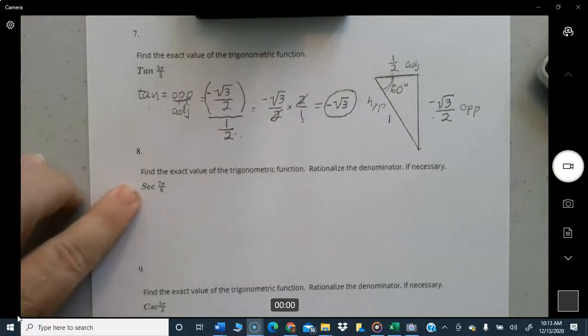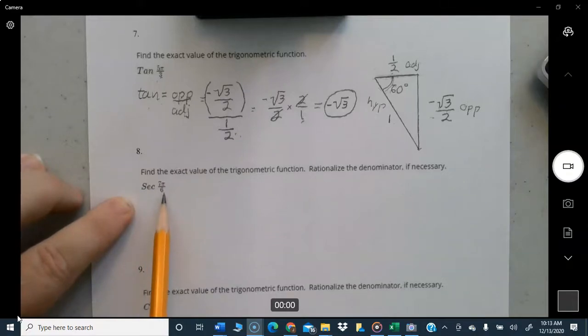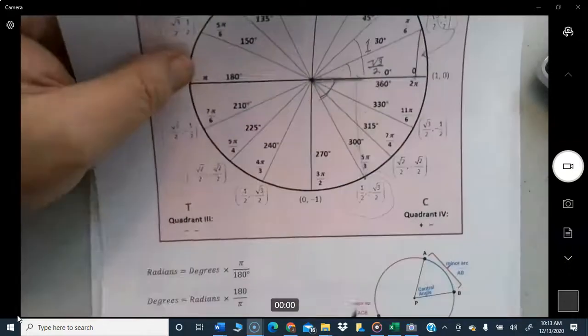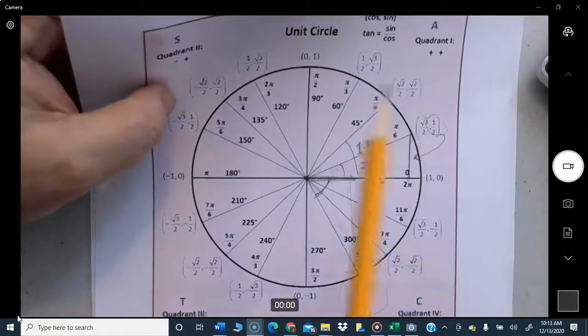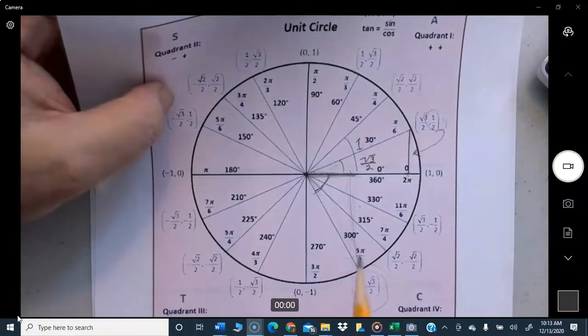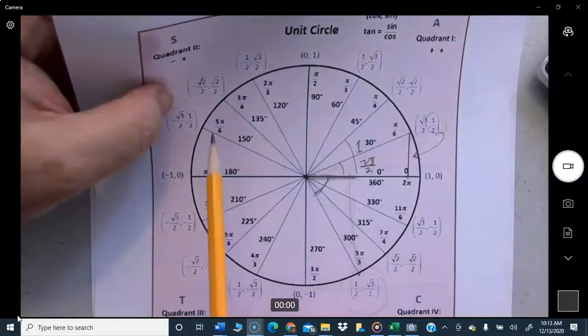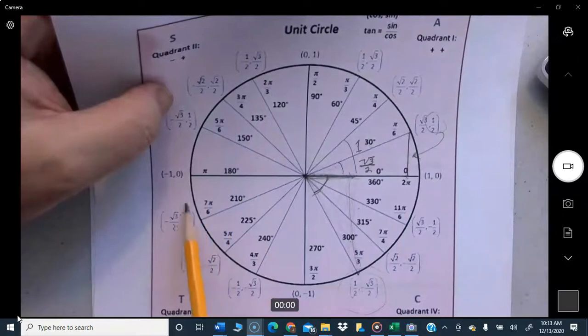Okay, right there is secant. And it's 7 pi over 6. So let's come over here and identify 7 pi over 6. We come around and around, and again, if it's in pi, it's going to be one of these radian measures on the inside. There it is right there.